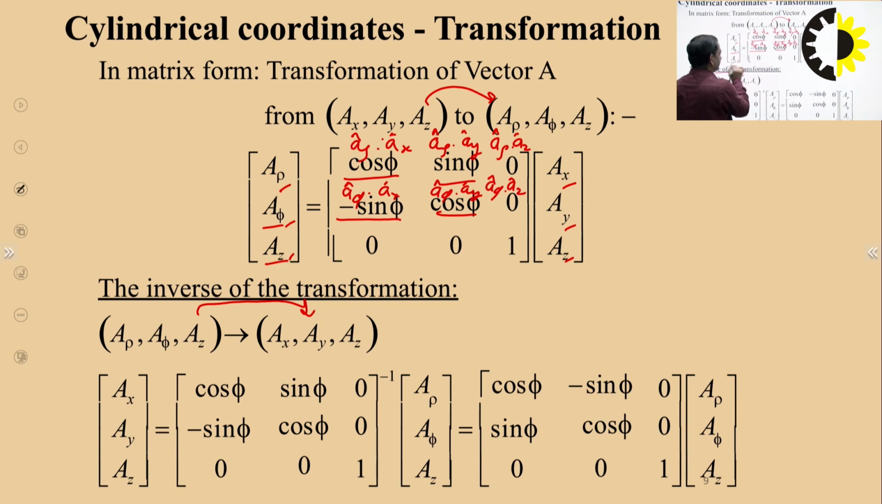Similarly, we can write for the az. So az dot ax, this one, az dot ay, this one, az dot az, this one. So this is nothing but az dot az.